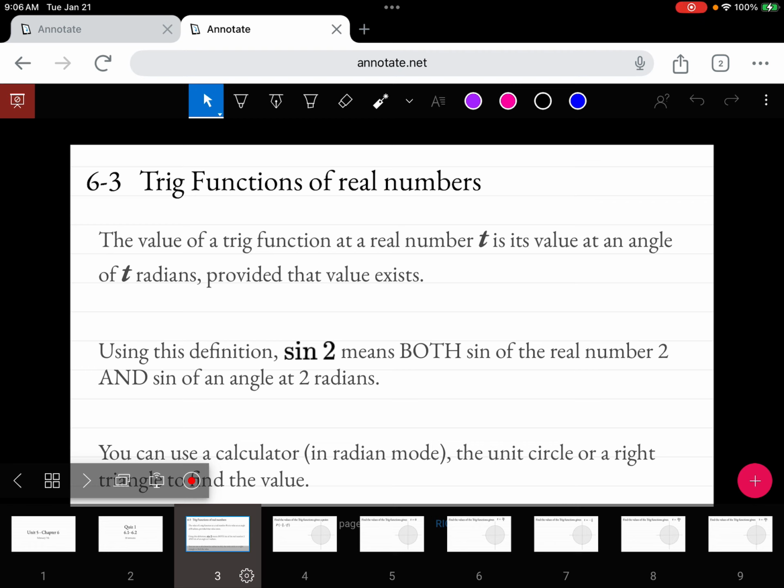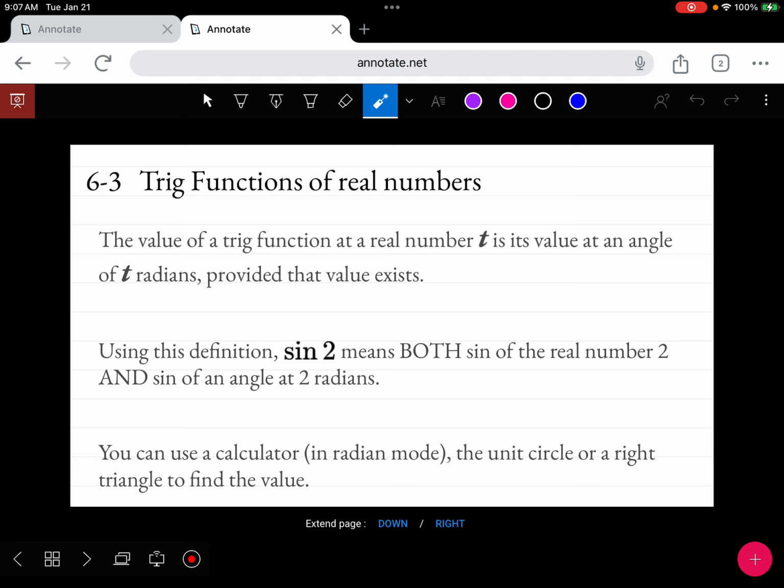But what we're going to be doing, working with our trig functions of real numbers and of real values, is we're going to give you information, and we're going to use that information to find our trig functions. And I'll show you what I mean here in a second. Sometimes we'll be given a point. Sometimes we'll be given an actual angle. Sometimes we'll just be given a number. And all it means when we're given a number is that it's the same thing as the angle.